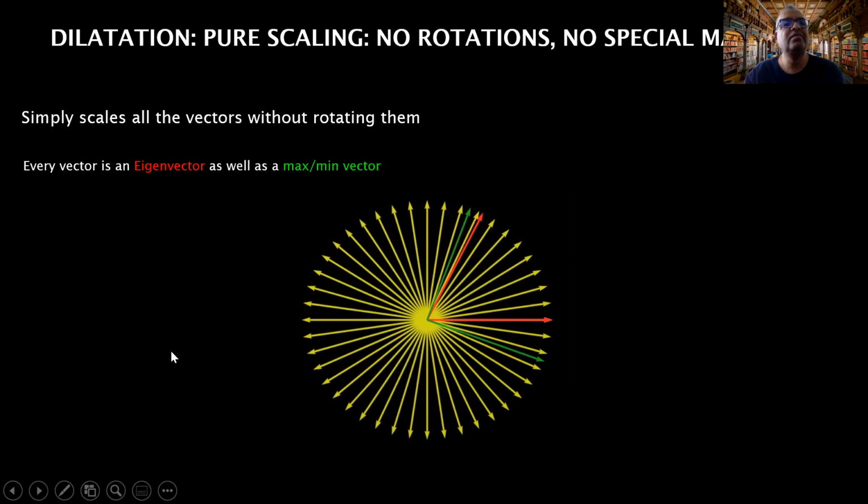It simply scales all the vectors without rotating them. Every vector is an eigenvector, which means that they're not rotated. Every vector is a min-max vector, which means that they point in the direction of maximum stretch or minimum stretch. That is, they point in the direction of the major and minor axis. For a circle, of course, there is no major or minor axis.